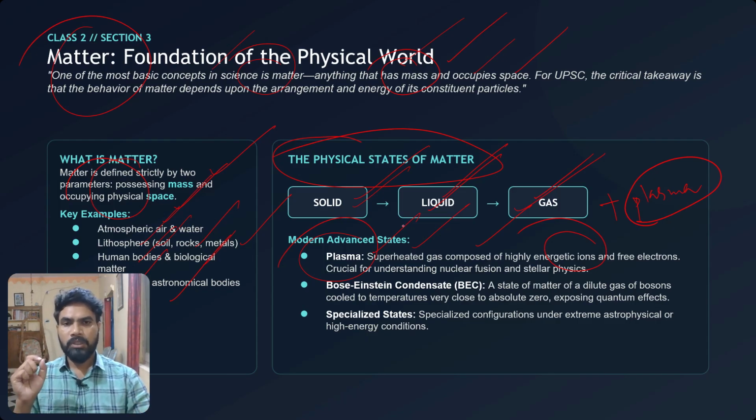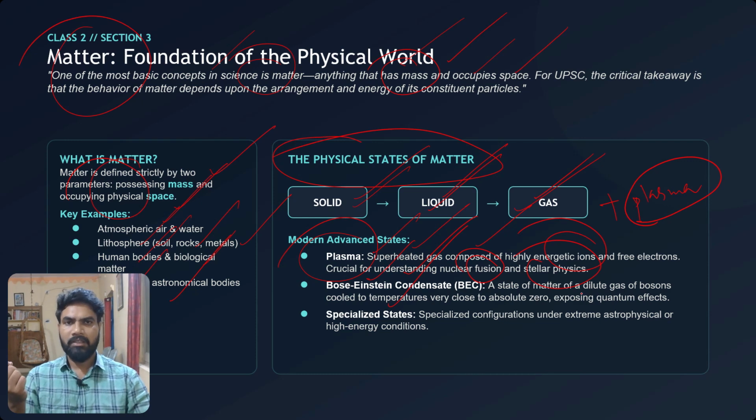Okay, so this plasma is crucial for understanding nuclear fusion and stellar physics. To understand interstellar space and the universe, the state of plasma becomes very, very important. Then Bose-Einstein condensate is also there. I think when we study Indian scientists, we will study about the Bose-Einstein condensate also.